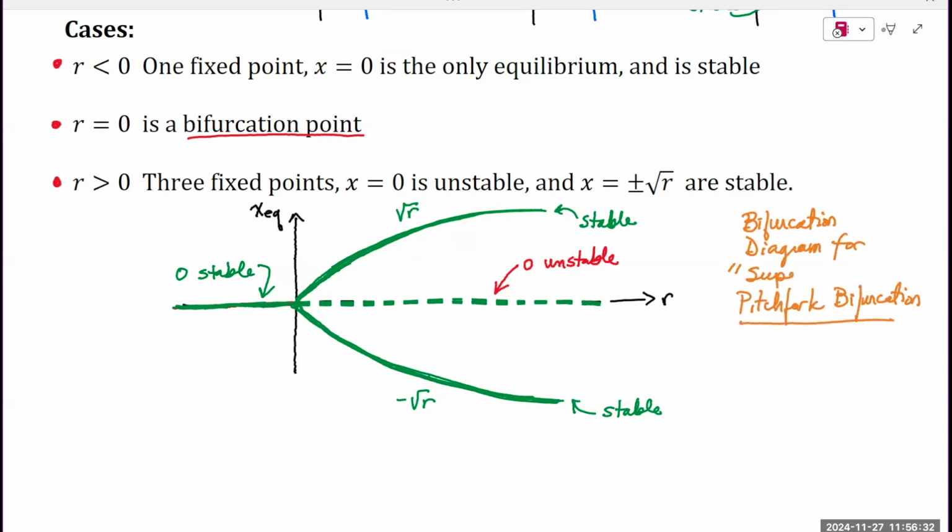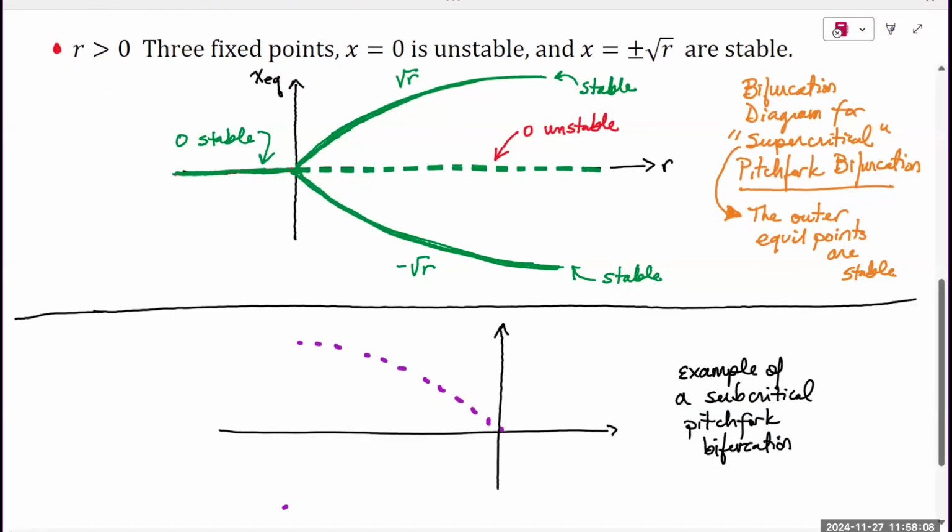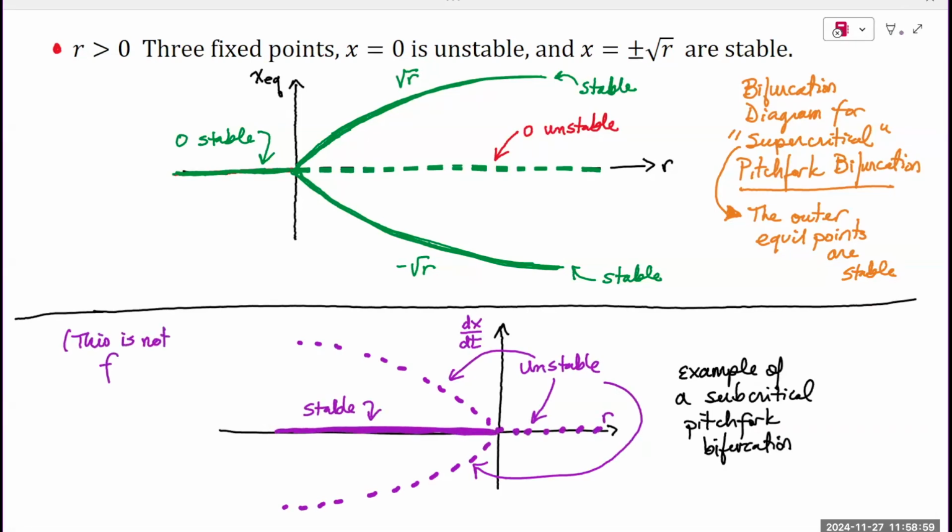It turns out there are a couple of kinds of pitchfork bifurcations. This one is called a supercritical pitchfork, and the reason is that the outer equilibrium points are stable. A subcritical pitchfork bifurcation, on the other hand, would be one in which the outer equilibrium points are unstable. And it might look something like this. Let's go to the next page.